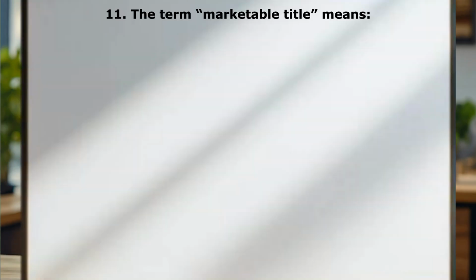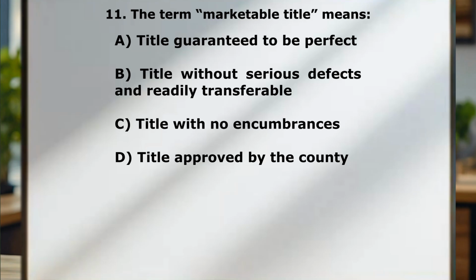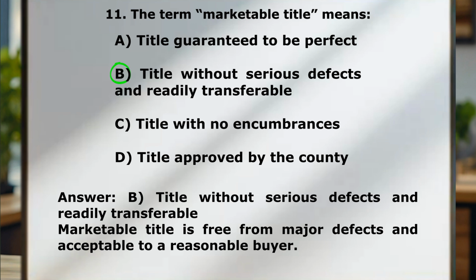Question number 11. The term marketable title means A, title guaranteed to be perfect. B, title without serious defects and readily transferable. C, title with no encumbrances. D, title approved by the county. Correct answer here is B, title without serious defects and readily transferable. So a marketable title just means that it is free from any major defects, liens, encumbrances.